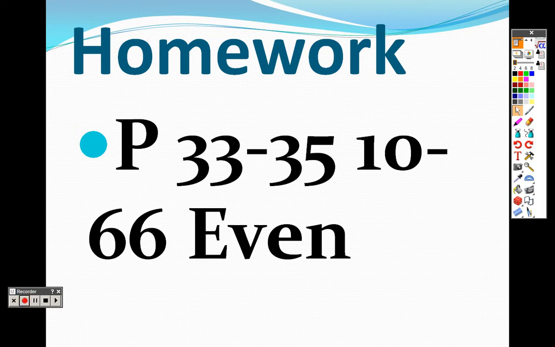So there's your homework. Page 33 through 35, 10 through 66, even, in this quadrant. Please make sure you work with someone else on these. These can get crazy. There are a lot of steps to simplifying.